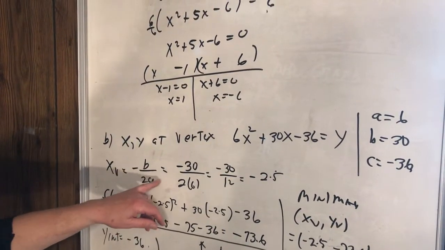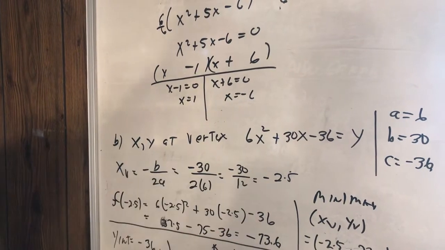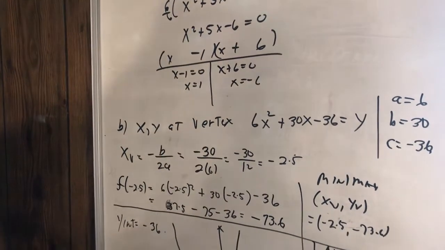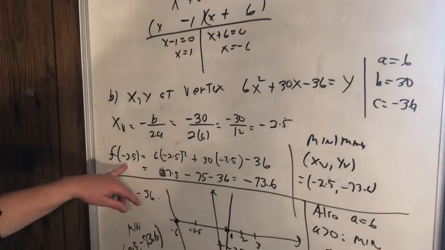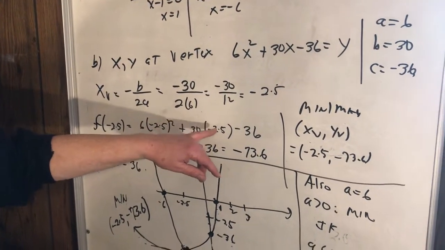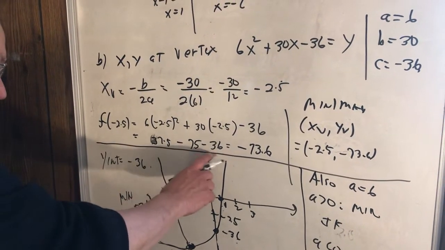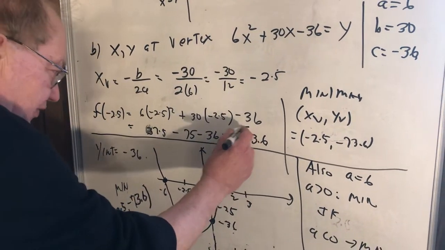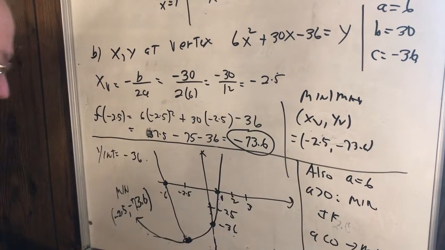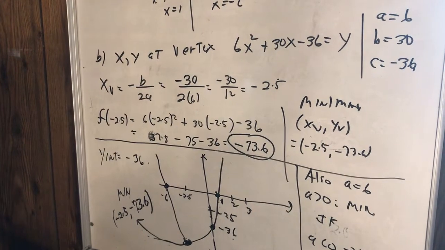XV is minus B over 2A, minus 30 over 12, which is minus 2.5, and here's where, watch. F of minus 2.5 is 6 times minus 2.5 squared plus 30 times minus 2.5 minus 36. It's 37.5 minus 75 minus 36, which is minus 73.5. Plus. Got the minus. There it is.